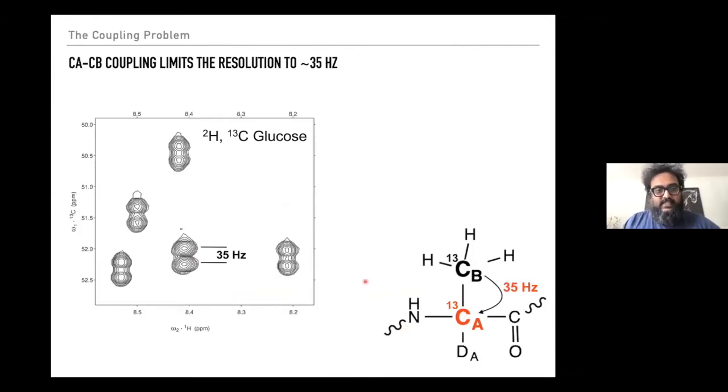Because what happens is that the C alpha is also connected to the C beta, and your resolution will be limited to about 35 Hertz, where you'll start seeing the homonuclear coupling to the C beta. Of course, this is one of the older problems in NMR, and we thought we have enough tricks in the book to solve this problem.